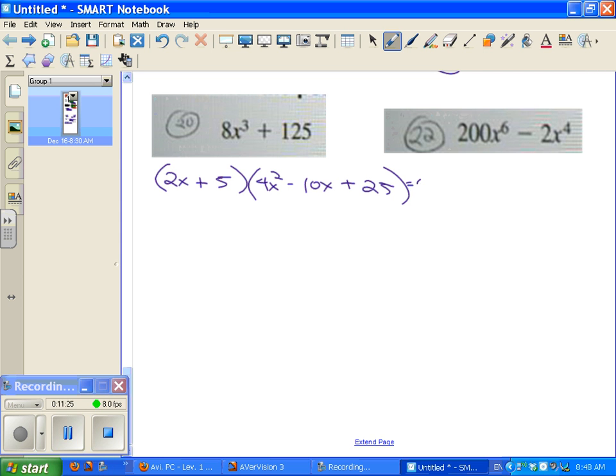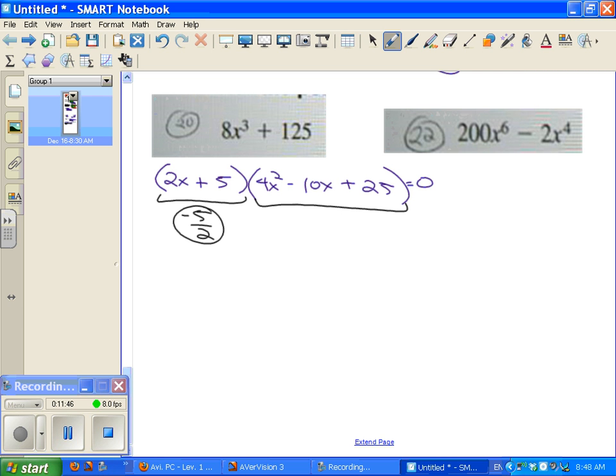If I ask if this one equals 0, what makes this 0? Negative 5 over 2. That'd be one of my answers. How am I going to get the other two? Quadratic formula. And what's special about them? They're going to be imaginary.